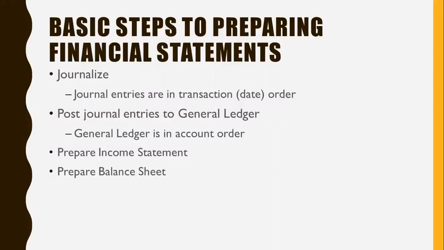From the general ledger, you're going to copy those numbers from the general ledger to the income statement, which will tell you how profitable you are, and then to the balance sheet to figure out that your assets equal your liabilities plus stockholders' equity.